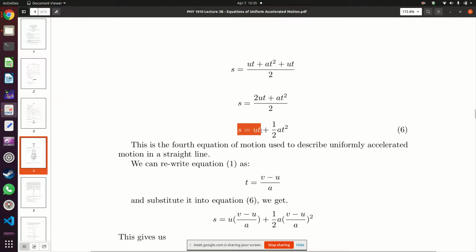s is equal to ut. So if you know the initial velocity, and you know how much time has taken place, you can always predict the distance if there is no acceleration. But in this case, because there is acceleration, there is an additional part. This first part is when there is no acceleration. Then when there is acceleration, there is an additional part you need to add, this half at squared. Is that clear?